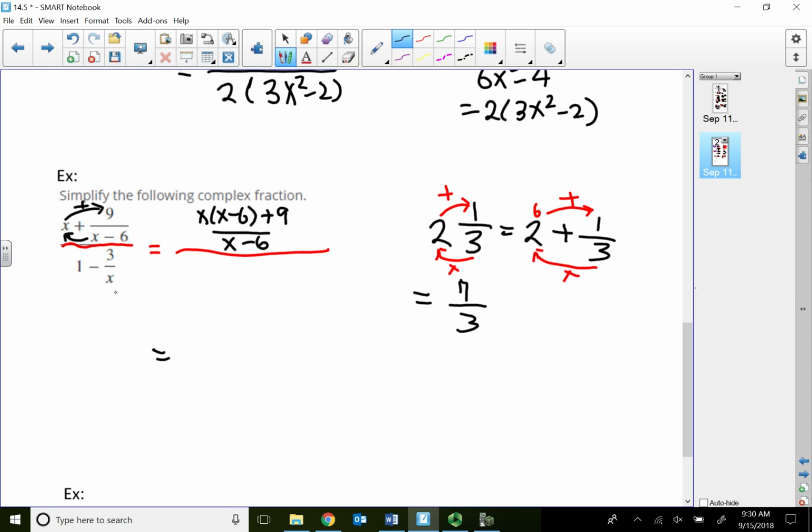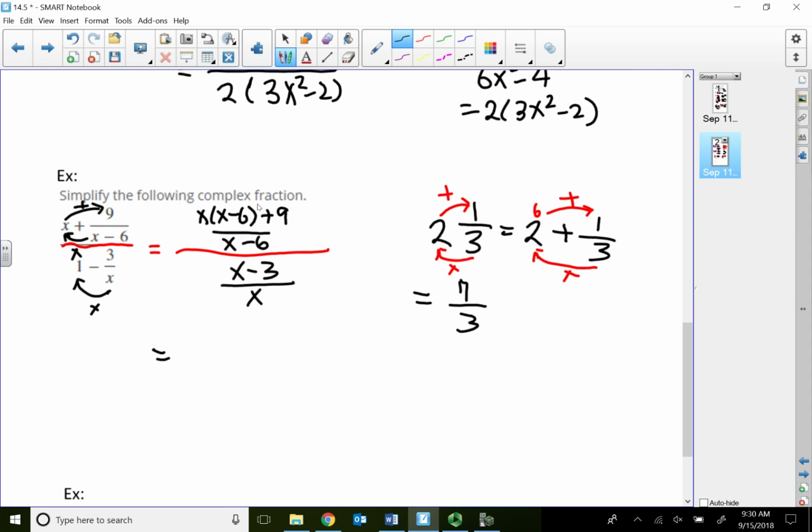All right, let's do the denominator. Whole number combined with a fraction. Let's use that same trick. Whole number, denominator times the whole number, x times 1 is x. X minus 3 is still x minus 3. Whole thing still over x. The LCD for the 2 terms in the bottom is still going to be x.